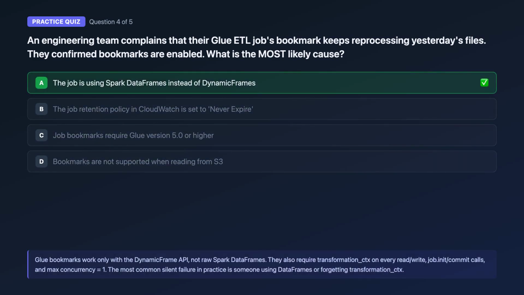Think about the 5-rule checklist. The answer is A. Glue bookmarks only work with the dynamic frame API, not with Spark data frames. They also require transformation_ctx on every read and write, job.init and job.commit calls, and max concurrency of 1. The most common silent failure is using data frames or forgetting transformation_ctx.